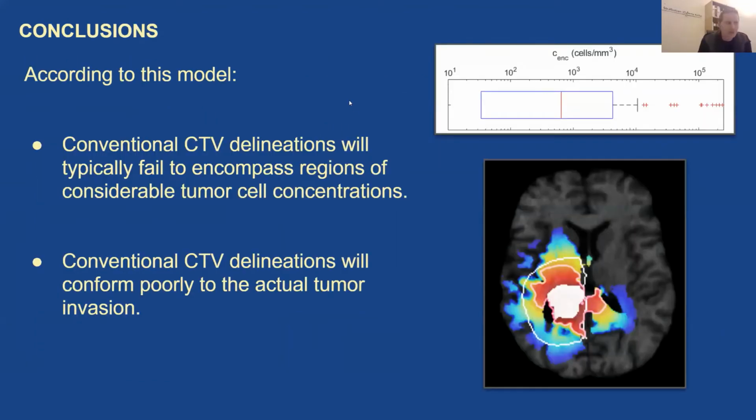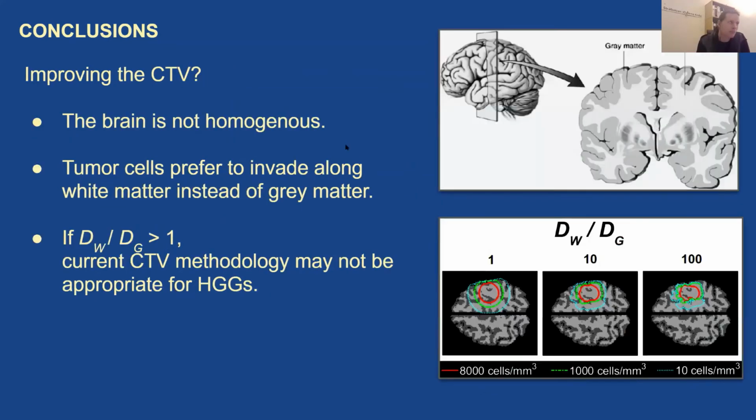If we conclude this, according to this model that we've used, the conventional CTV delineation will typically fail to encompass regions of perhaps considerable tumor cell concentrations. And the conventional CTV delineations will conform poorly to the actual invasion. So I know I'm being perhaps a bit harsh to the CTV. It's doing its job as good as it can, but perhaps we can improve it.